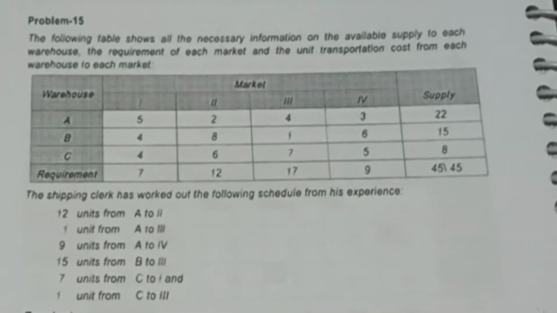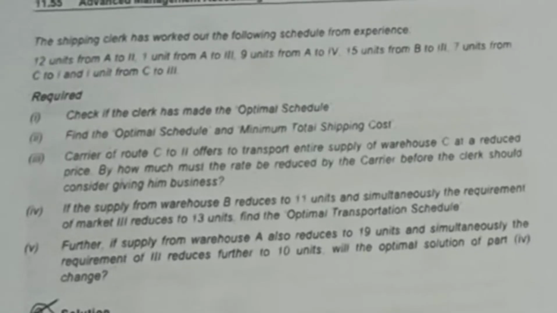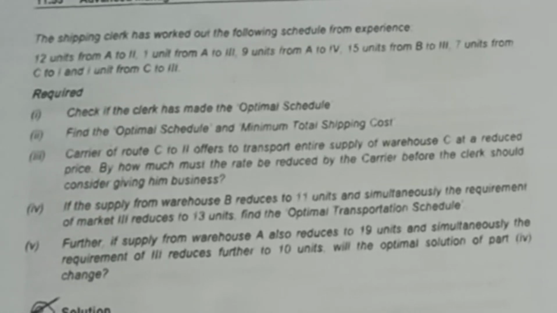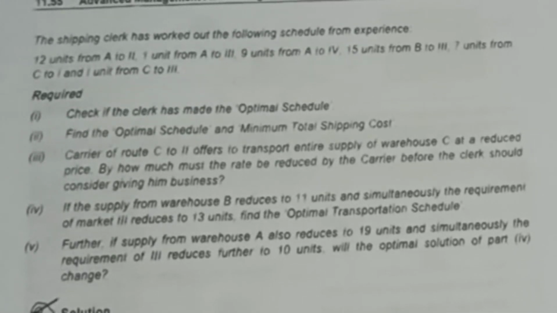So students, now we don't need to do allocations, but we have to check whether this schedule is optimal or not, meaning whether the solution is optimal or not. Here you can see we have to calculate whether the clerk has made the optimal schedule. Second, we have to calculate its minimum total shipping cost, and we have to calculate the third, fourth and fifth points also. So students, now we start our sum.